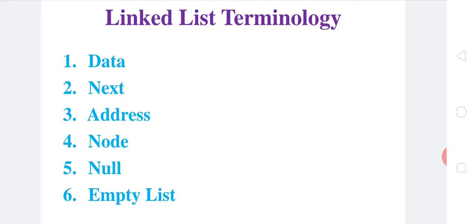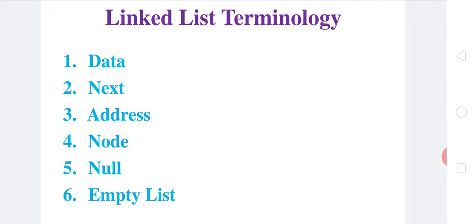The next one is node. Already we discussed what is meant by node. The type for a pointer to node is called node pointer. Basically, a node contains two fields. One field is the data field and the second field is the address of the next node, which is called the link field. The next one is null. Basically, null indicates the end of the linked list.